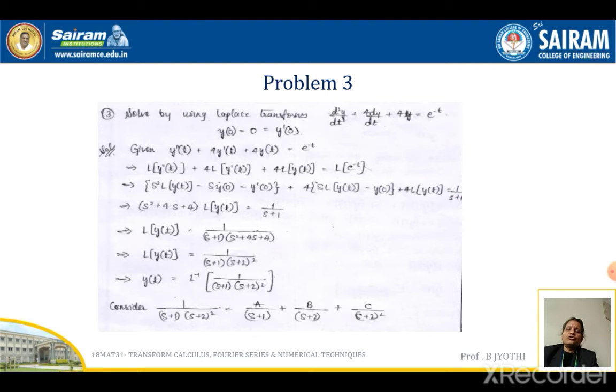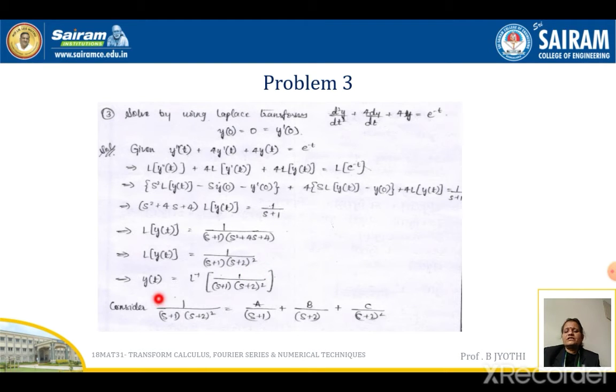Now again grouping the first term, fourth term and the sixth term, we get (s squared plus 4s plus 4) L of y of t is equal to 1 upon s plus 1, because both y of 0 and y dash of 0 are 0 here. This term and this term will be 0. Here this term is also 0. Therefore, we get 1 upon (s plus 1)(s squared plus 4s plus 4), or we can write it as 1 upon (s plus 1)(s plus 2) whole square.